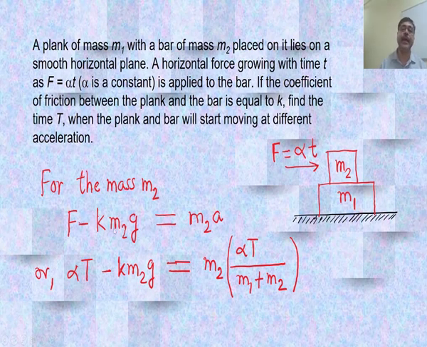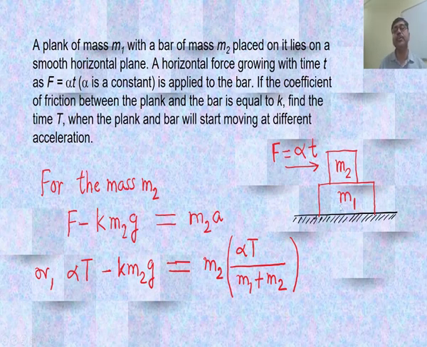acting backward, and that gives rise to an acceleration, which is M2 into a. And if I know that in this particular situation your force is equal to alpha T, then at capital T, alpha T minus kM2g is equal to M2 into alpha T by (M1 plus M2). What is written within the bracket? This is nothing but the acceleration at that particular time, capital T. And that acceleration is the acceleration of both the masses together.